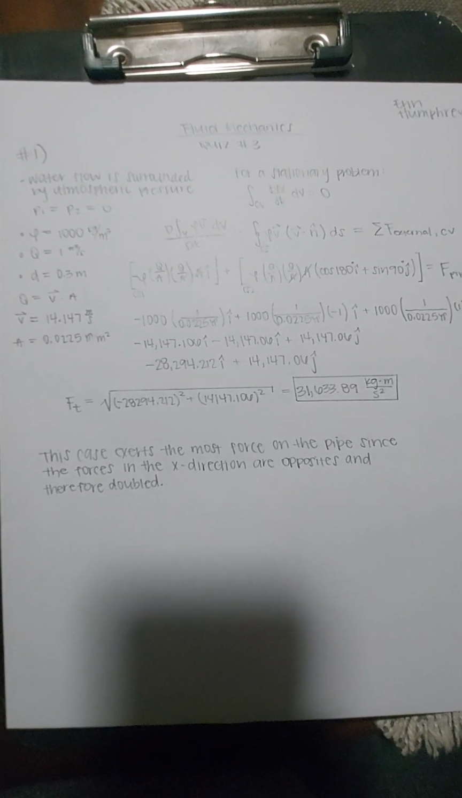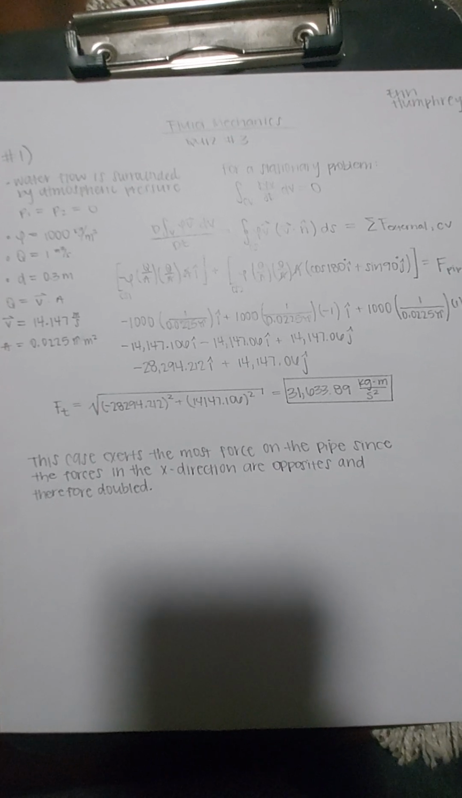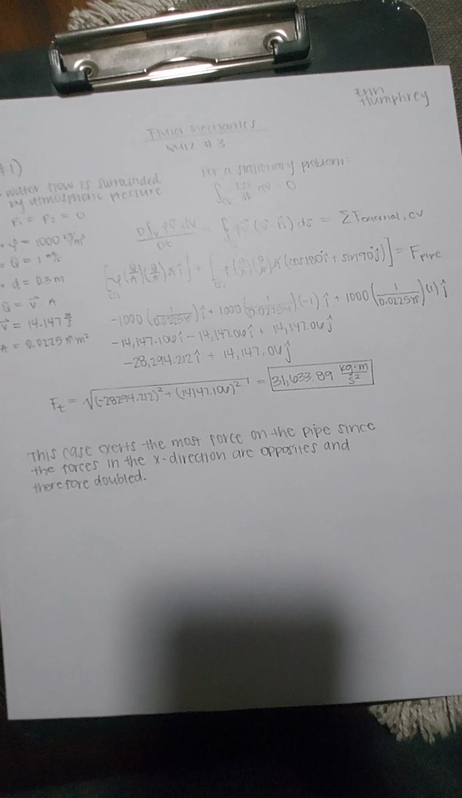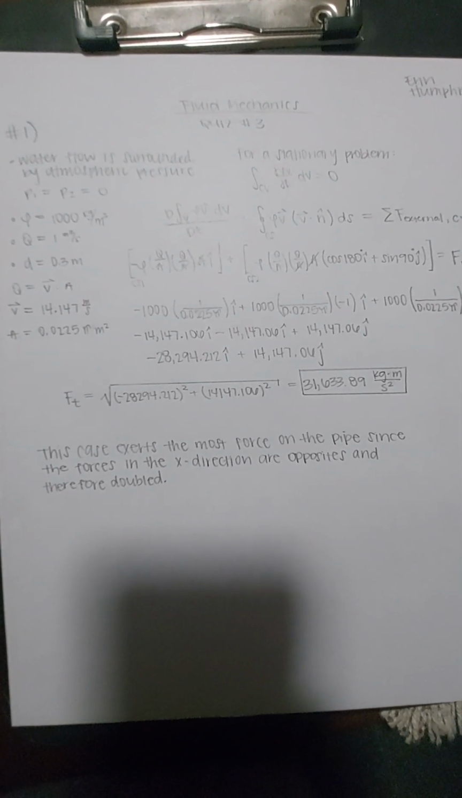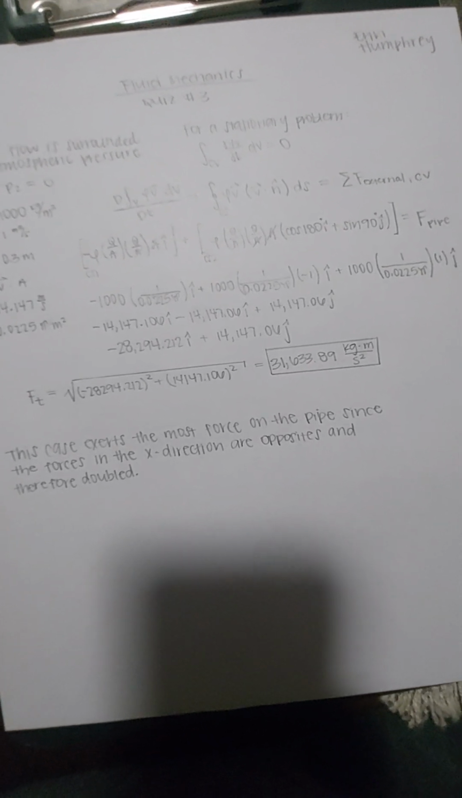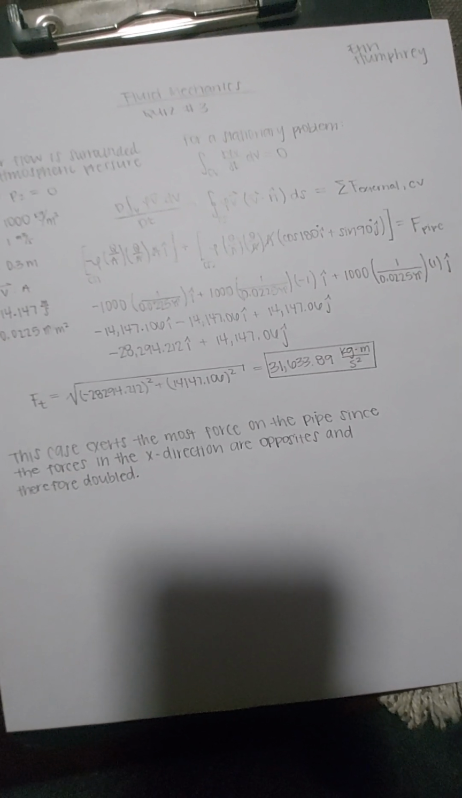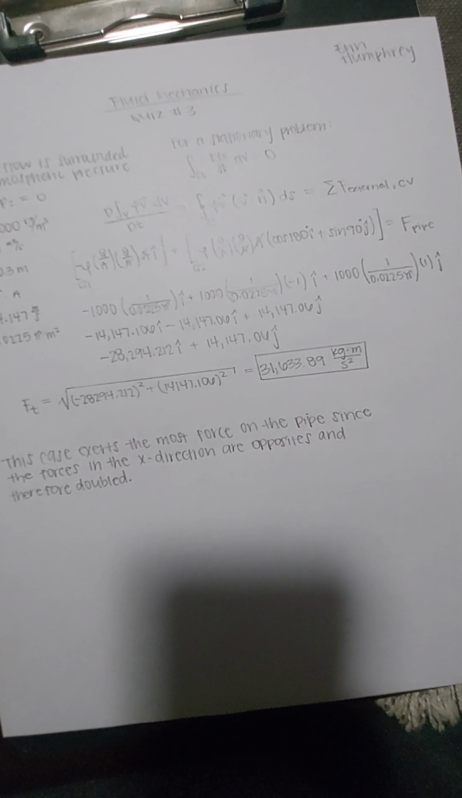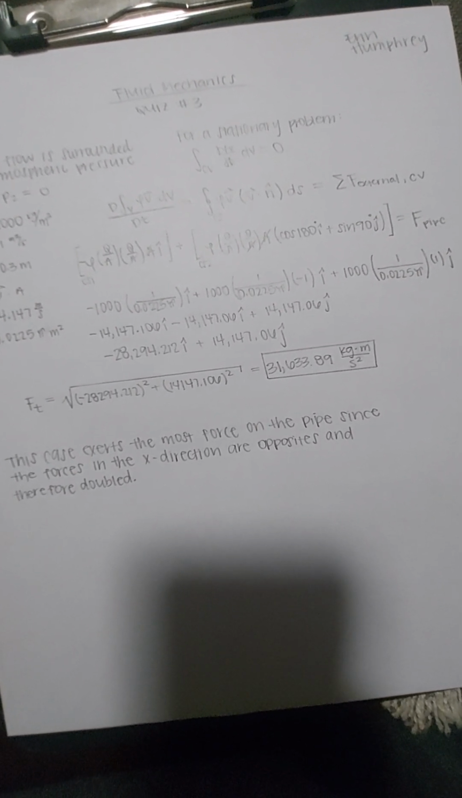Let's see. The water flow is surrounded by atmospheric pressure, so the pressure at control surface 1 is equivalent to the pressure at control surface 2, which is equal to 0. And then we are going to ignore viscosity and surface tension, just because at a certain fluid rate viscosity is negligible, and surface tension at a certain pipe diameter is also negligible, so we can ignore those in this particular equation.